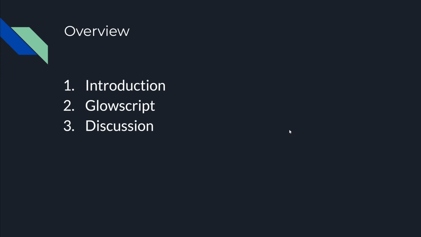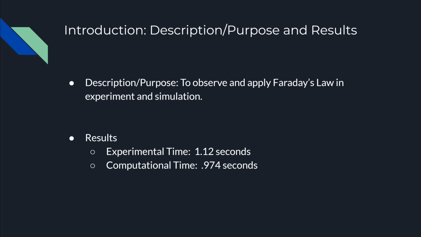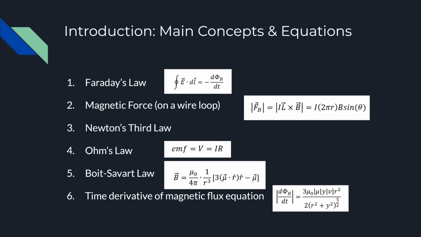So the overview: introduction, GlowScript model, and discussion. The purpose of this lab was to observe and apply Faraday's law in experiment and simulation. The main results from this lab were that the experimental time was 1.12 seconds and the computational time was 0.974 seconds. The main concepts and equations were Faraday's law, magnetic force, Newton's third law, Ohm's law, Biot-Savart law, and the time derivative of the magnetic flux equation.